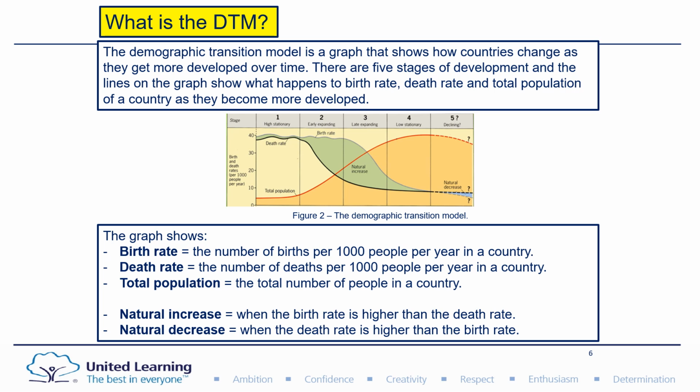What I suggest you do is in each, just make notes as we go. So when I say stage 1, I'd write down what the birth rate and death rate is like, what the total population is like, and maybe a reason for this. And then do the same for 2, 3, 4, 5.